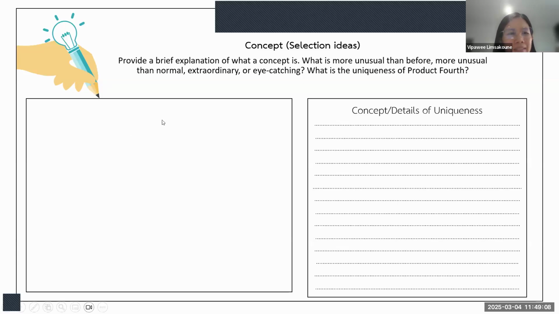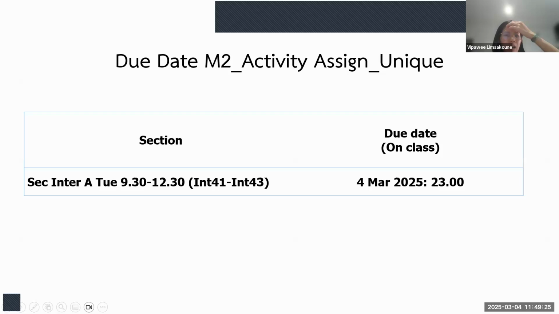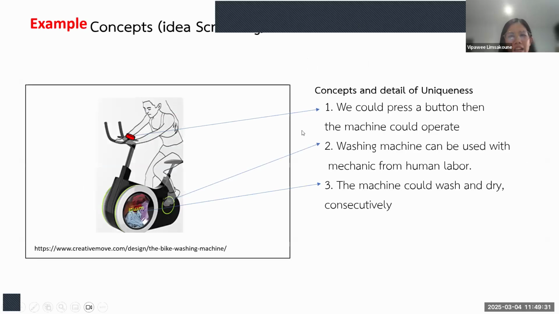Then you can draw the product that you design, or you could use AI to make it as well, or you could use collage technique, paste it on, and then you write the detail of it. It is due by tonight before 11 p.m. This is an example, right? I wrote the concept and detail, and then I have the photos here. Okay.